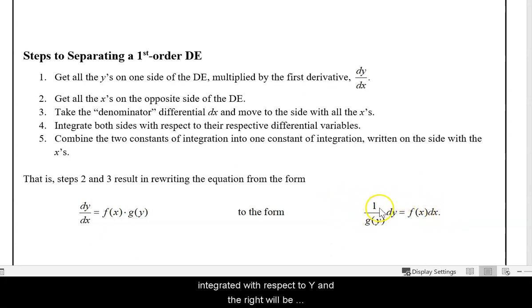The left will be integrated with respect to y, and the right will be integrated with respect to x. They'll both generate a constant of integration, but we'll combine them all into the constant of integration that we get from the right.